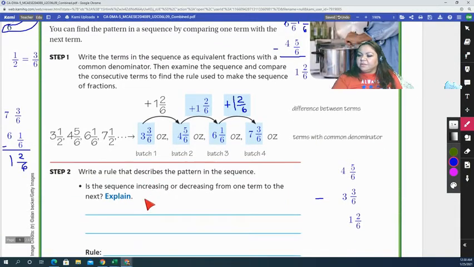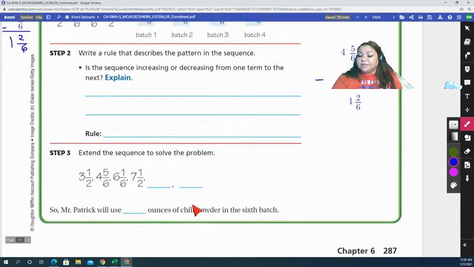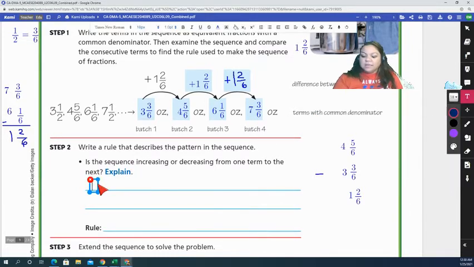Okay, so here in my second step now, I'm going to write the rule that describes a pattern, and I need to find the other two batches, right? Because I want to know what is batch 6. So is the sequence increasing or decreasing? That's the first thing. I know the difference, but I need to determine whether it's increasing or decreasing. In this case, every time it's going up 1 and 2/6. So that means that the term is increasing, right? Because it's going up every time.